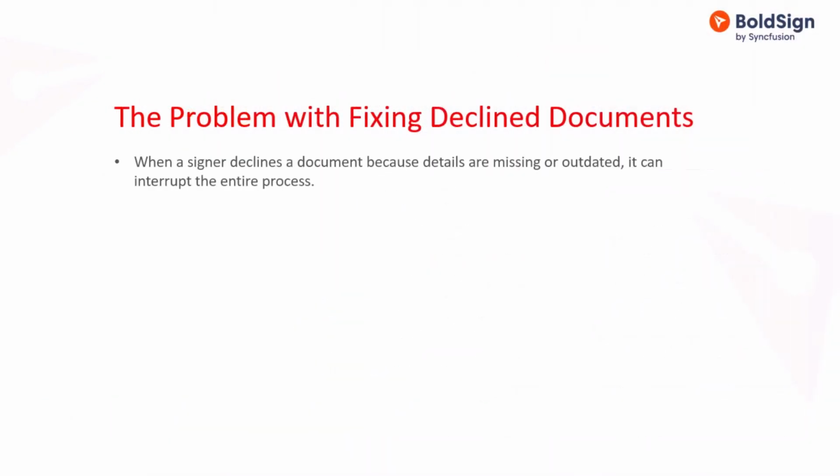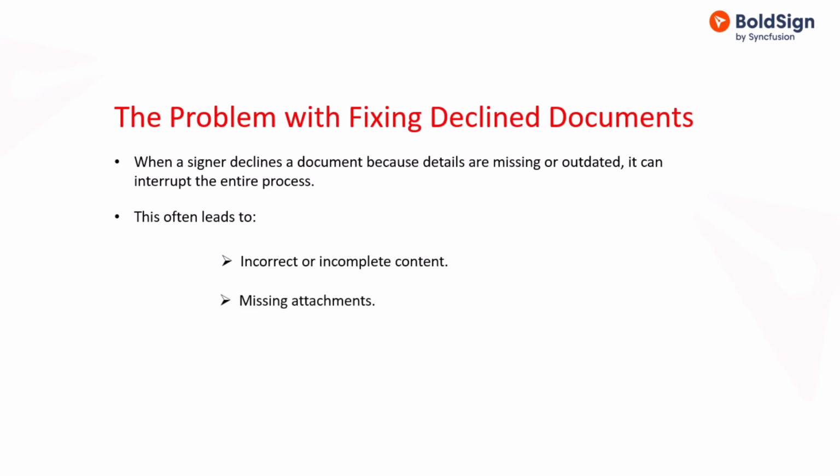When signers decline a document, it's often because key details are missing or outdated, interrupting the entire process. This often leads to incorrect or incomplete content, missing attachments, delays from recreating the entire request, extra work, and an increased chance of new errors, as well as disruptions to business workflows that prolong the signing process, especially for time-sensitive agreements.